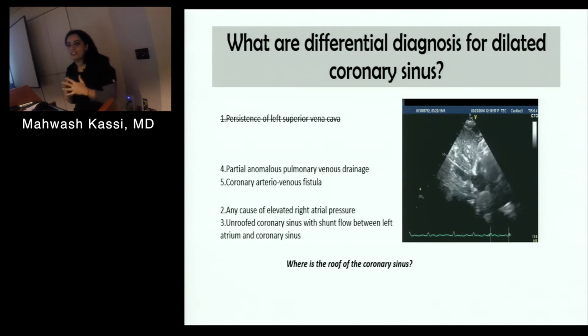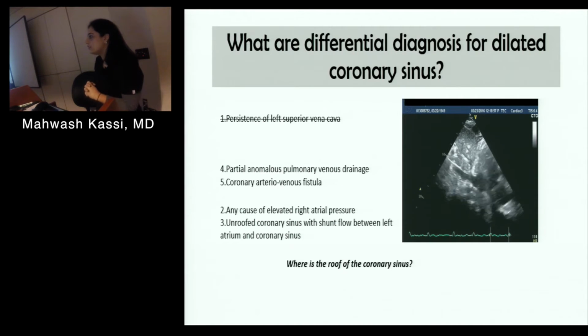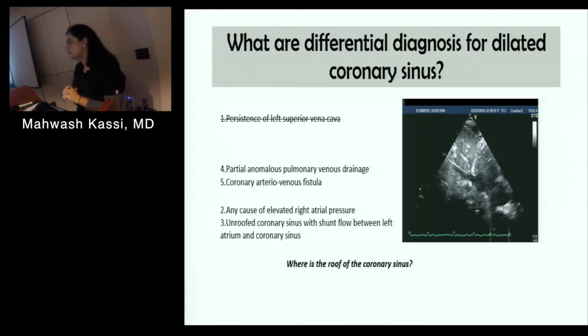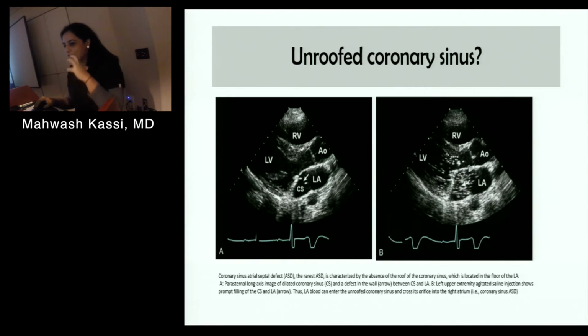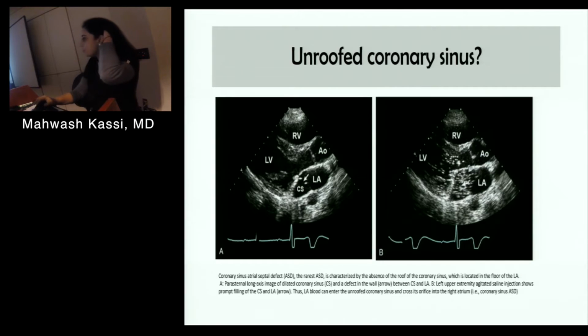Anyone, any takers on this? Is it the end of the annulus of the mitral valve? The coronary sinus travels, but it's not underneath the mitral valve, so the roof should be underneath that. So I guess you're kind of close. The coronary sinus roof is actually in the left atrium.